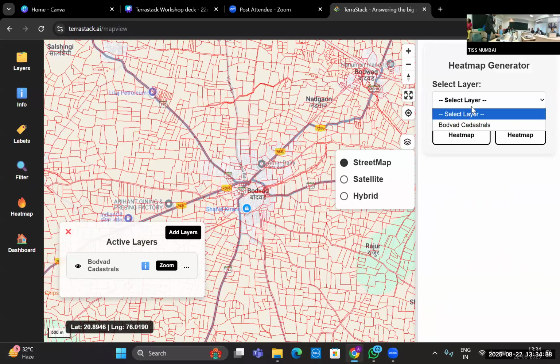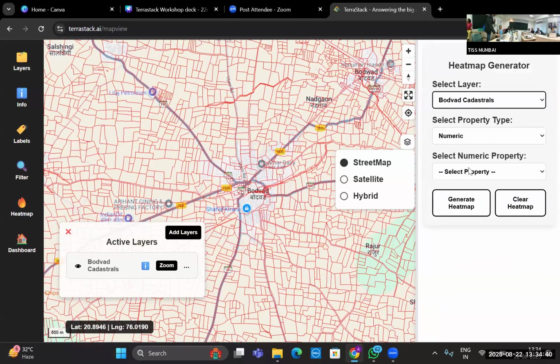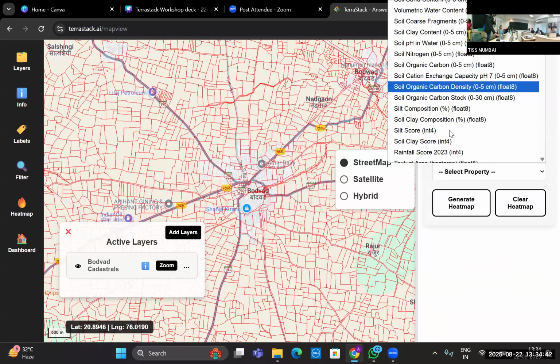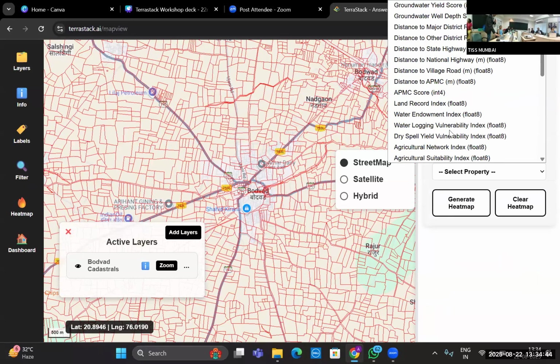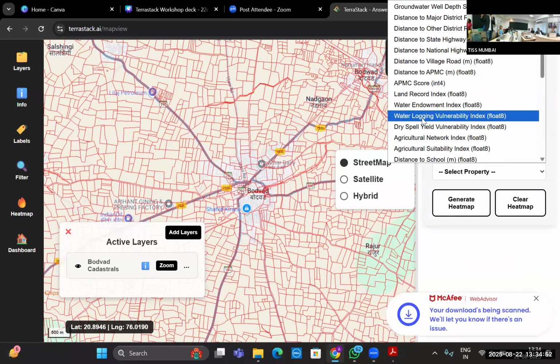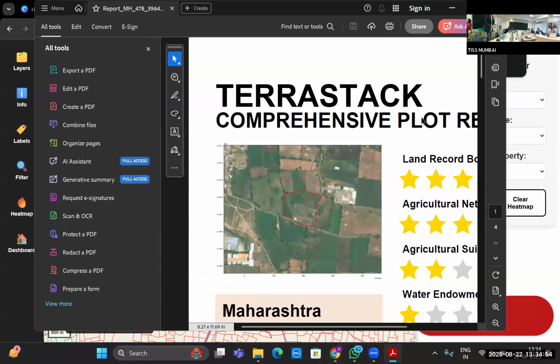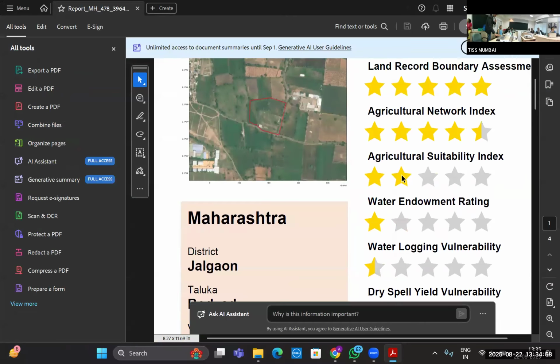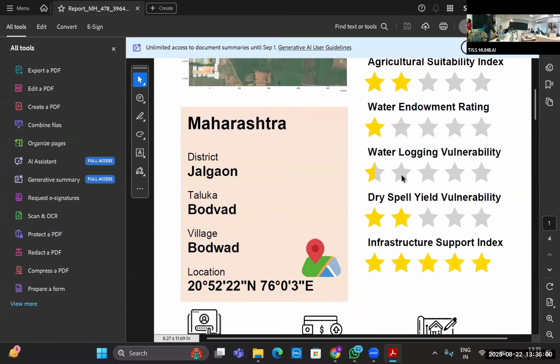Another interesting thing is heat maps, which become important from a strategy point of view. For example, we are doing a pilot with Washim's district collector to map out farmer vulnerability, or farmer risk. This is a report I'll quickly skim through. Land record boundary. These are our indices: waterlogging vulnerability, a really concerning thing.